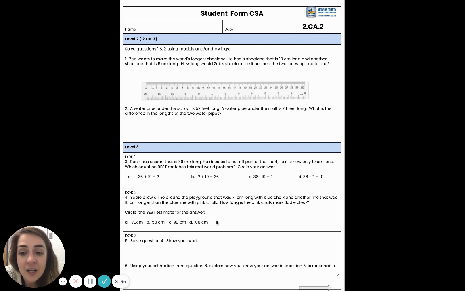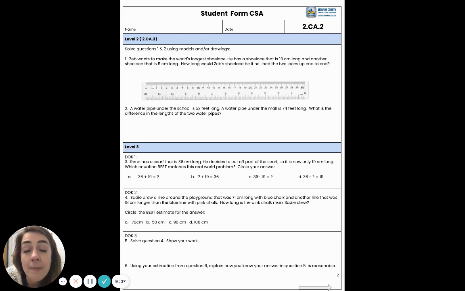All right, now down here, we're on number 4. I'm going to read the story problem and then we're going to think about it for a minute. Sadie drew a line around the playground that was 71 centimeters long with blue chalk, and another line that was 18 centimeters long, longer than the blue line with pink chalk. How long is the pink chalk mark Sadie drew? Let's read that again.